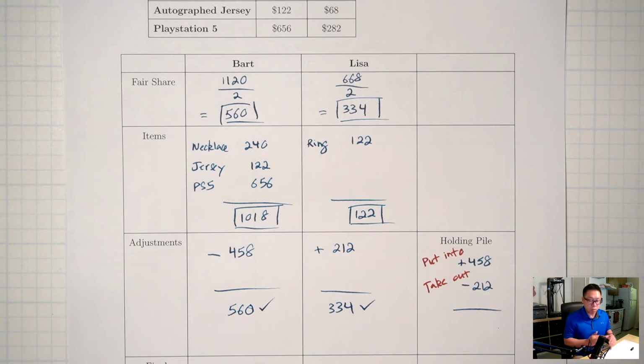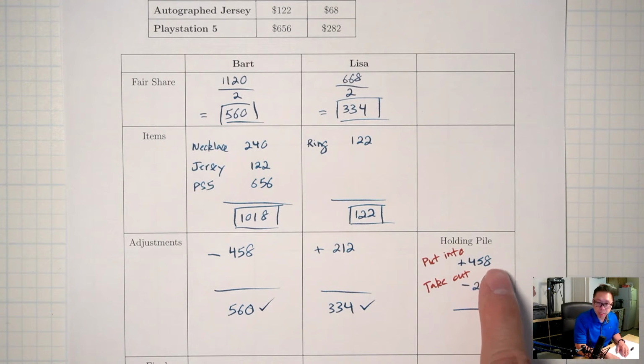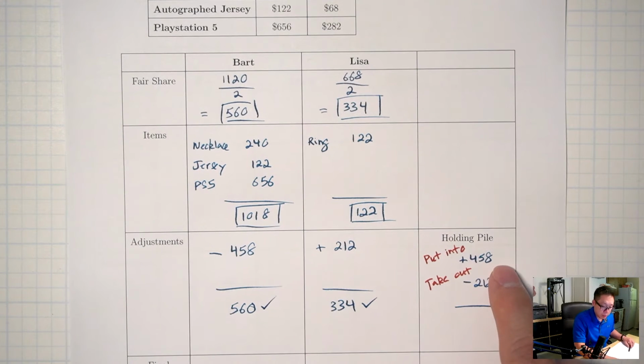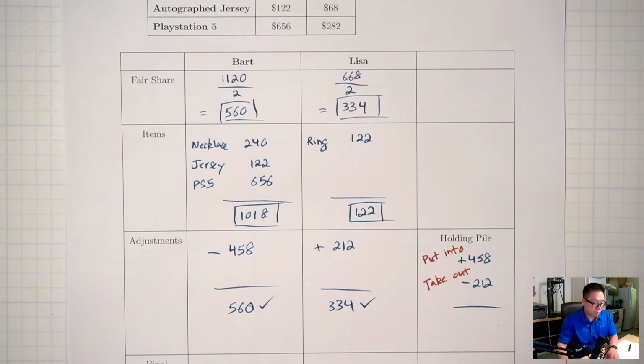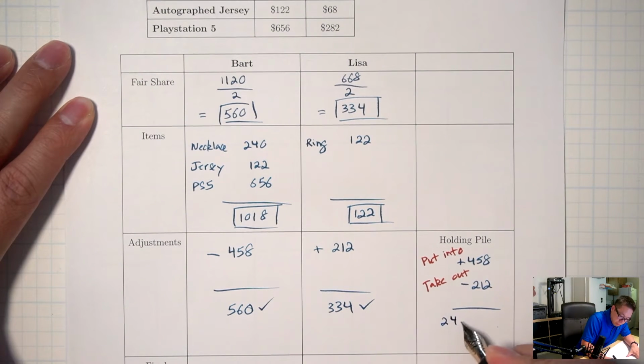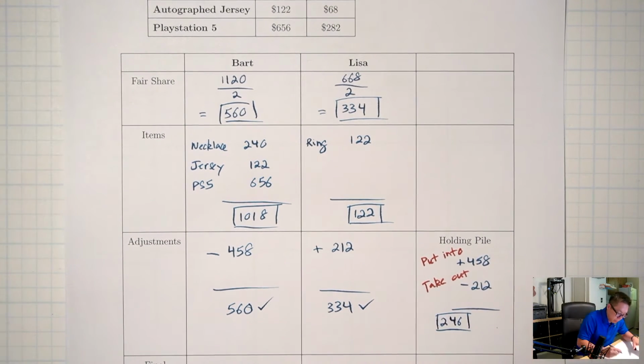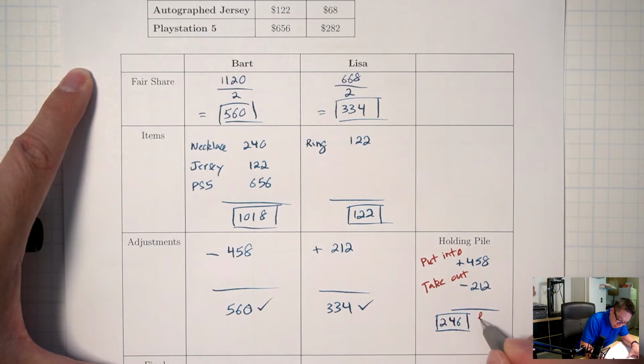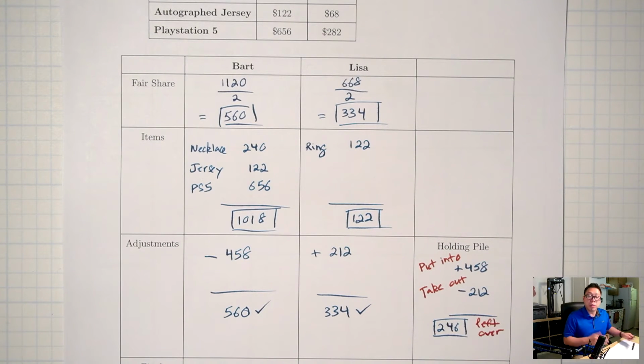And then most of the time, if you now check the holding pile, there's actually extra money left over, right? So the holding pile we put into 458, and then we took out 212, which means there's extra money left. So 458 minus 212. And there's 246 left over. So let me say this is the leftover.